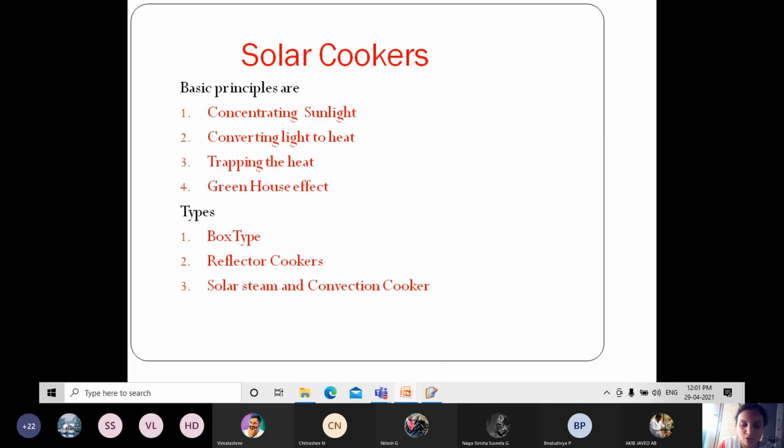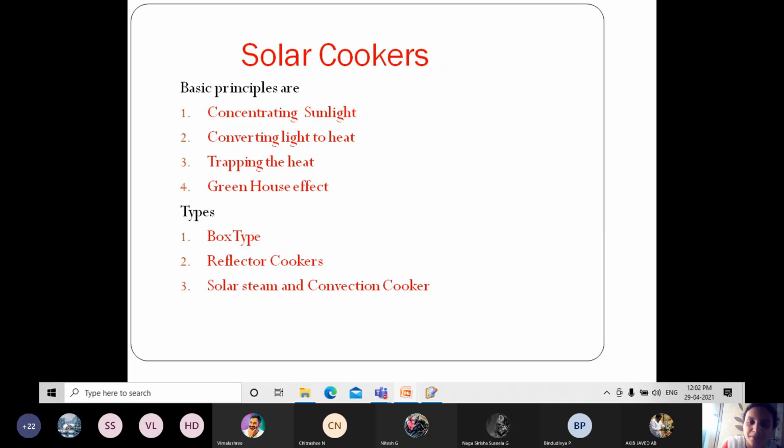They may use polished glass or metal or metallized film to concentrate light and heat from the sun, and that will fall onto the solar cooking, that is, the small cooking area, concentrating the energy and increasing its heating power. Okay, this is concentrating sunlight. Next is converting light to heat. How can they convert light to heat?